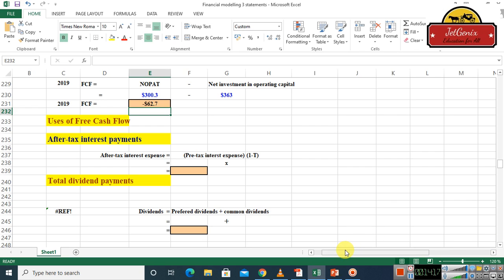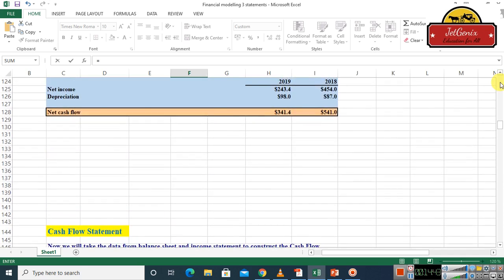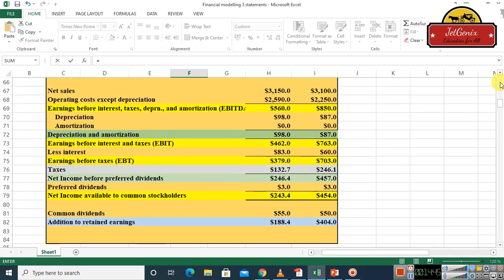Uses of the free cash flow, how are we going to calculate it? First we are going to calculate the after-tax interest payment, and the formula for this is pre-tax interest expense times (1 minus t). So here I am going to select the pre-tax interest expense, which we can find in the income statement. So just scroll up and find the interest expense in the income statement. It is somewhere here, yes, this one, it is the interest expense. Select this one and press enter.